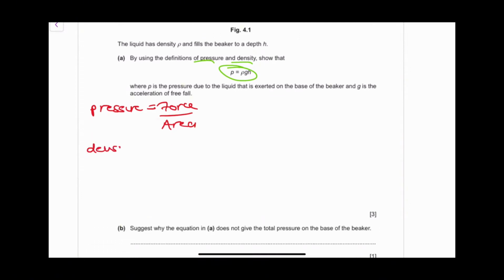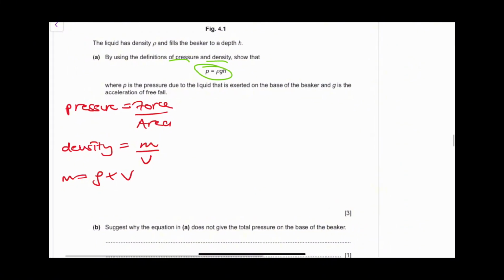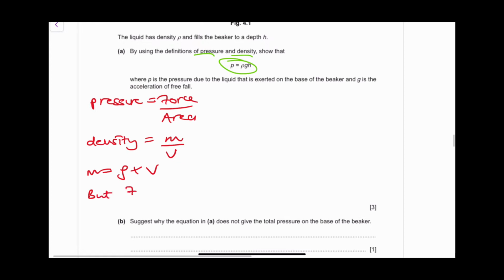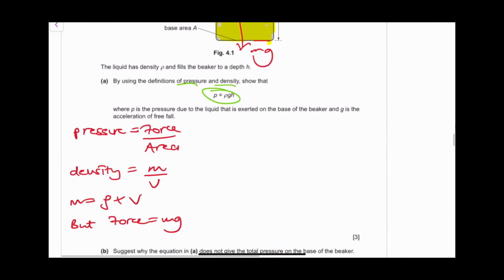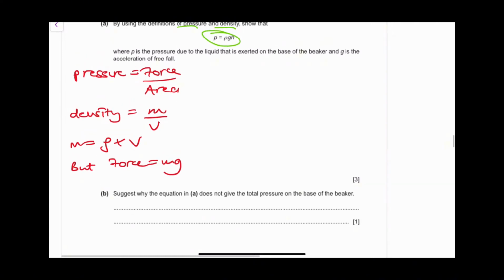Density is equivalent to mass per unit volume, right? So the mass is actually density times volume, right? But the force is actually mg, because this liquid itself has a certain force. So the whole liquid itself has a certain force that will be exerted, which is mg, on the base area, which is over here, right? So the pressure will be mg divided by A.